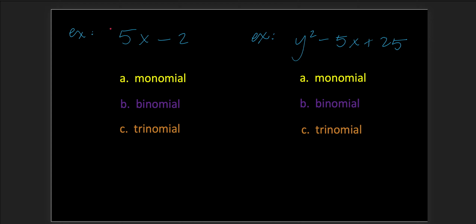So here's an example right here, 5x minus 2. Is that a monomial, binomial, or trinomial? So that would be a binomial. There's 2 terms. So you have problems like that. And then over here, look at this, y squared minus 5x plus 25. Is that a monomial, binomial, or trinomial? Of course there's 3 terms, and that'll be a trinomial. We cannot combine them. There's no like terms, so that would be it. If we can combine some terms, then you go ahead and do that.